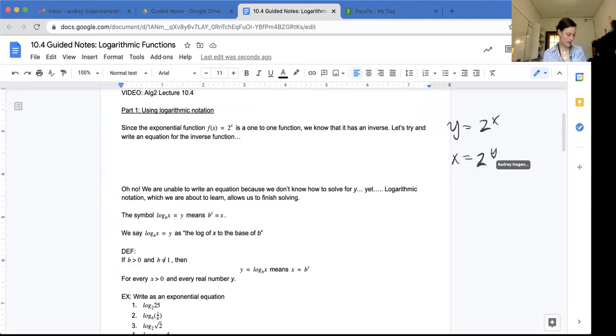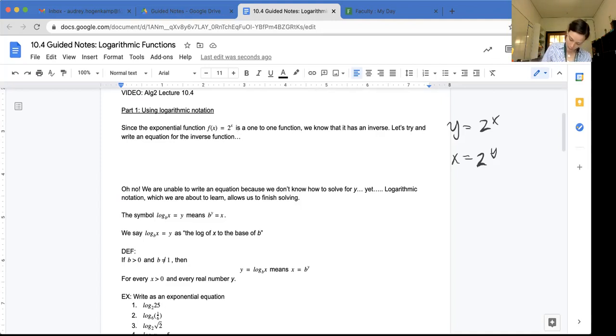But now, if I wanted to solve for y, I am a little bit stuck. 2 to the y has y in my exponent. I don't really know what to do here. We are unable to write an equation because we don't know how to solve for y yet. Logarithmic notation, which we are about to learn, will allow us to finish solving this. So let's just get right into it.